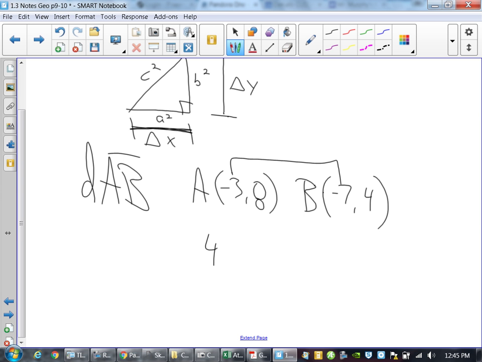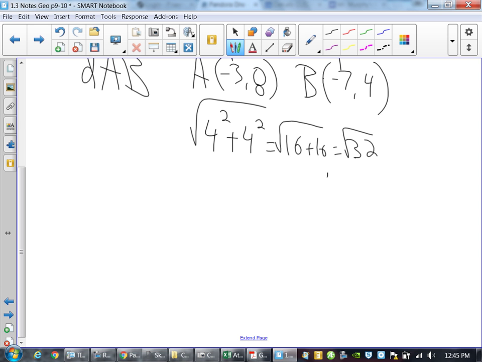So it was 4. 4 squared plus, well, how far apart is 8 and 4? Oh, you realize I did that same thing. It's also 4. So you get 16 and 16, which is 32. Press the buttons on the calculator and you get the square root of 32, which is 4 root 2.